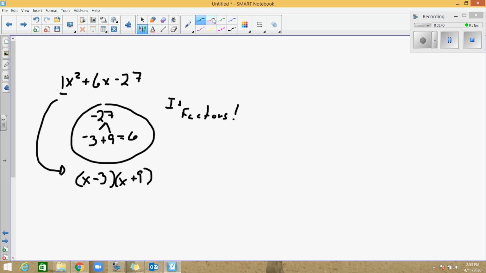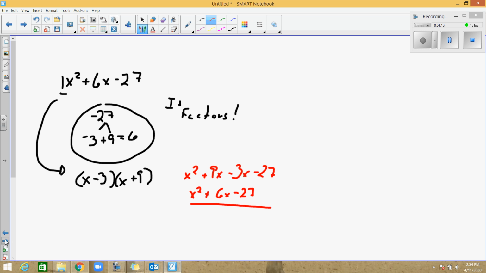Now, here again, if I wanted to check that, my first, as I said earlier, gives me x squared. My outsides gets me plus 9x. My inside is minus 3x. And my last gets me negative 27. And as you can see, this together gives me a 6x. So drop everything down. I've combined like terms, and I get right back where I started. And this is always a good idea to do, is check your work when you're done.